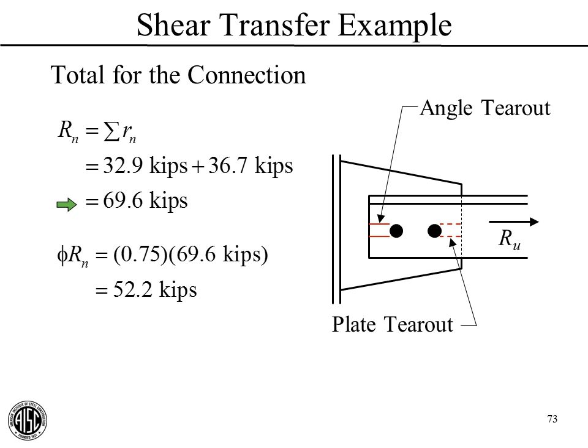this limit state. Now, if we were to take this specimen as a specimen in the lab and load it up to failure, we would expect to see angle tear out here simultaneous with plate tear out over here. Okay, so the design strength for this limit state is 52.2 kips. Okay, so this is our newly explained method, and it's a very rational method, so it's pretty cool.